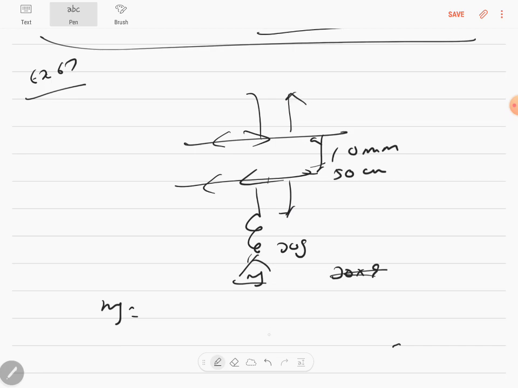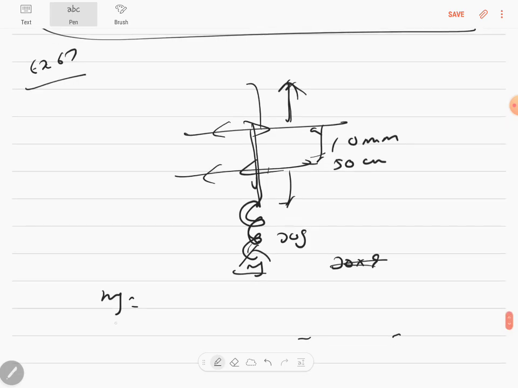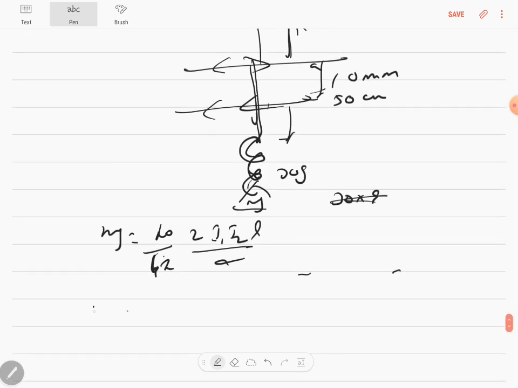I think I understood. I think I'm going to attach this pan to the other wire so that the upward force can be countered by the downward mg. Sorted. So then this mg is equal to the force of repulsion. The force of repulsion on this and that is the same, and the formula is mu naught by 4 pi into 2 into I1 I2 into L by A, and the mg itself is 30 into 10.